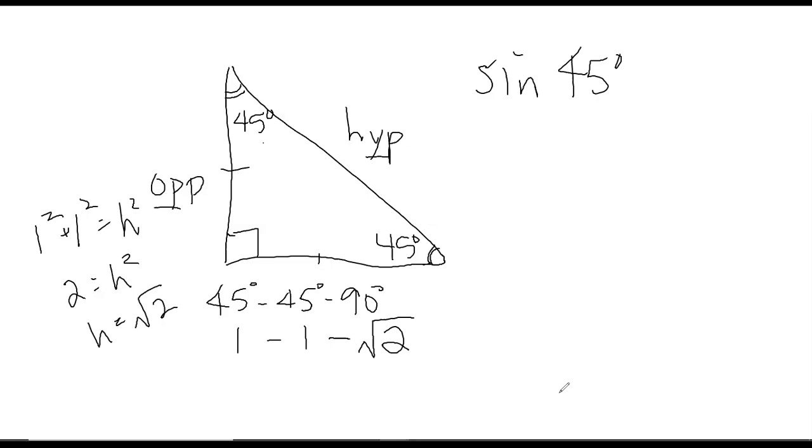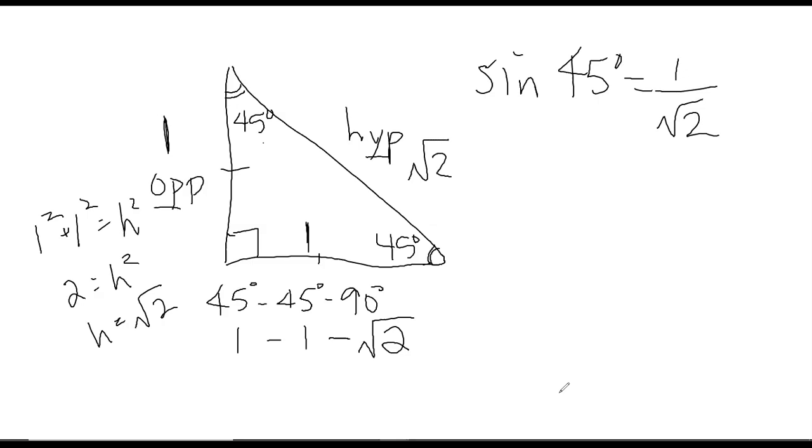So we do know these measures then. We know that the opposite is 1. We know this one over here is 1. We know the hypotenuse is root 2. So sine of 45 equals opposite 1 over hypotenuse root 2. And I can leave it like that. The sine of 45 is 1 over root 2.